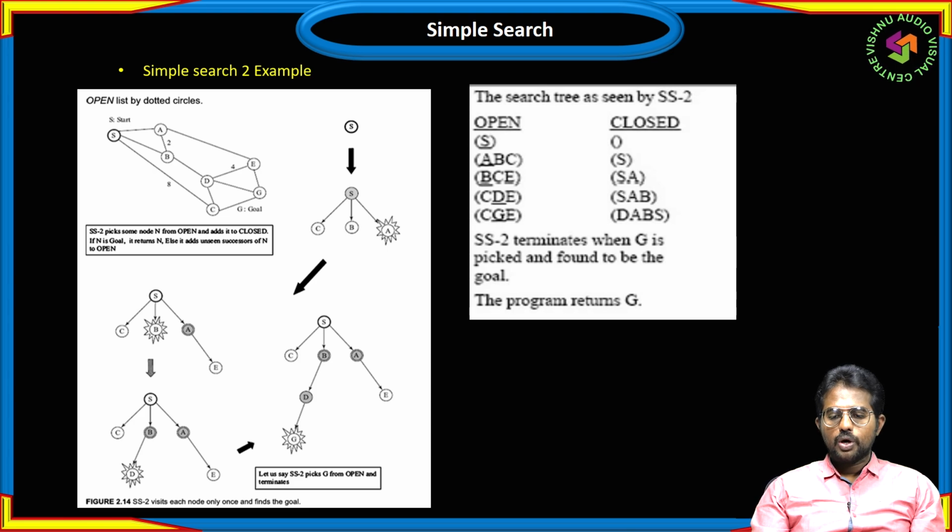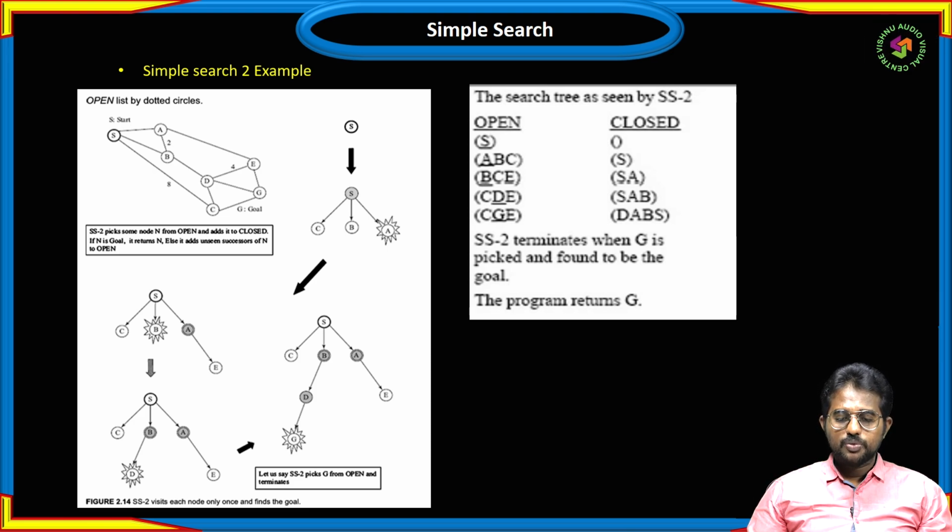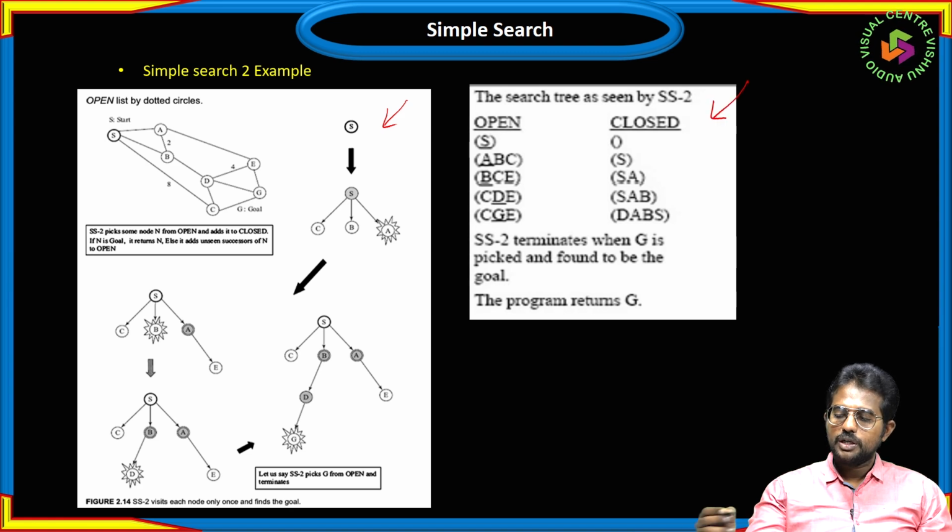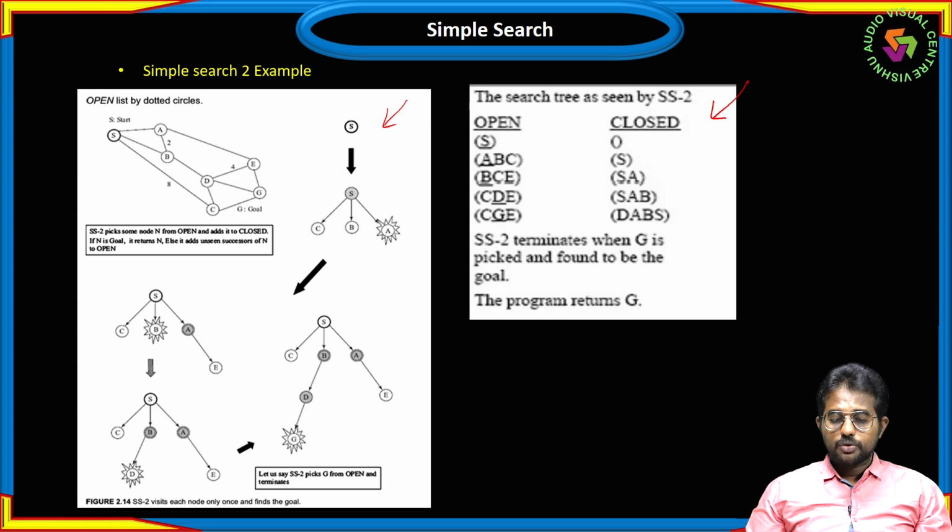So, the simple search 2 algorithm example. It is the same example, that is a tiny search problem. This algorithm can be done in two ways. One is using a search tree, and another is using data structures like open and closed. First I will explain this open and closed data structure.